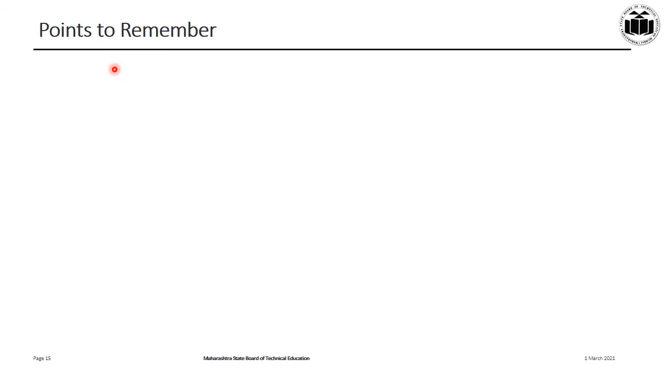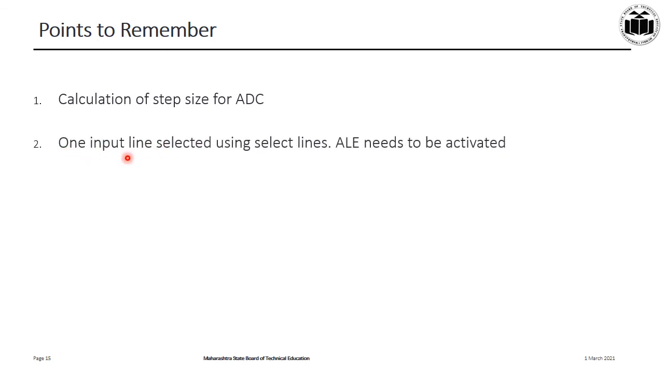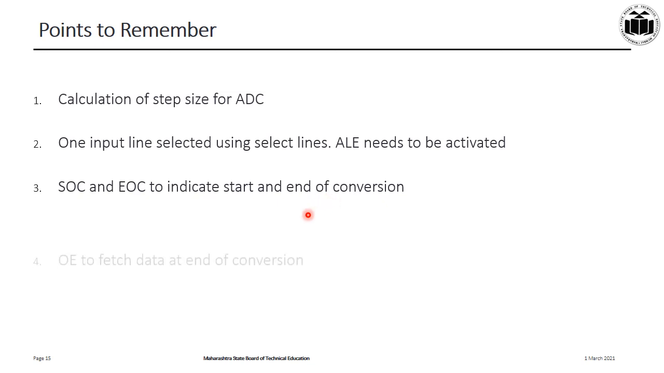Points to remember from our discussion: calculation of step size for ADC. One input line is selected using select lines ABC. ALE needs to be activated. SOC and EOC indicate start of conversion and end of conversion of digital data. Output enable is used to fetch the data from the chip to the microcontroller.